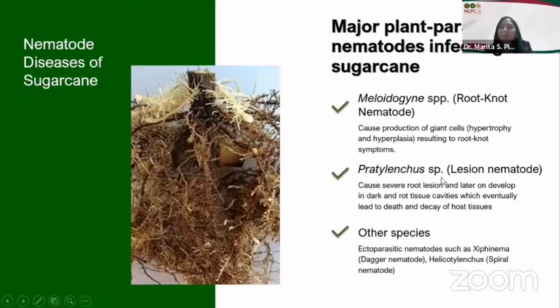And the other one is the root lesion nematode, in particular the Pratylenchus species. It can cause severe root lesions and later on develop dark and rotten tissue cavities, which eventually lead to death and decay of host tissues. Other reported species infecting sugarcane are ectoparasitic nematodes such as Xiphinema, or the dagger nematode, and Helicotylenchus, or the spiral nematode.